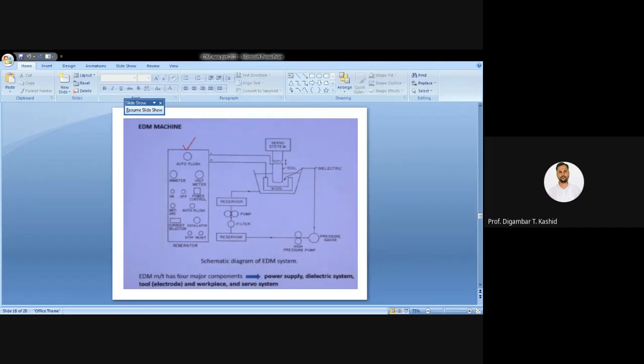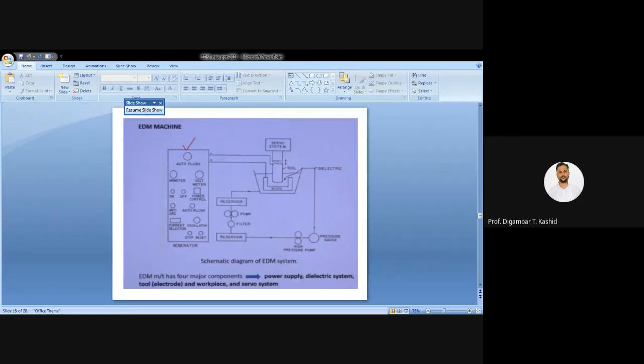Then the second one is the dielectric system. This part is the dielectric system, the second part. Again, it consists of the pump, then delivery system, filtering system, dielectric tank and dielectric fluid.